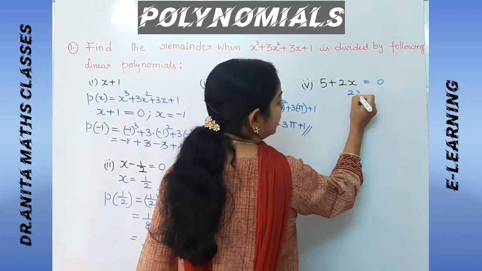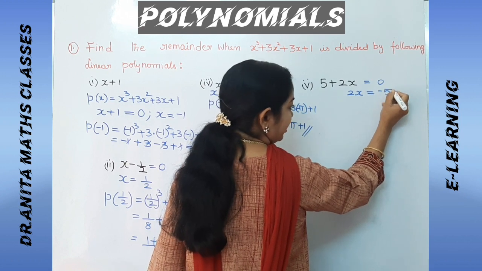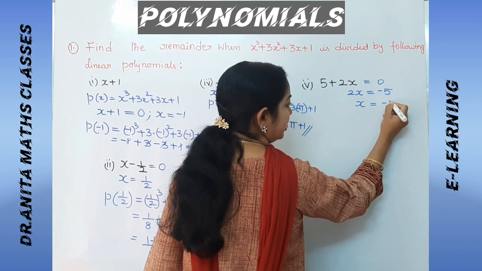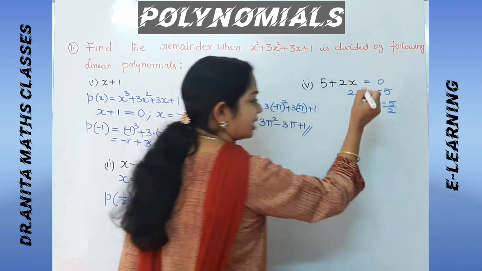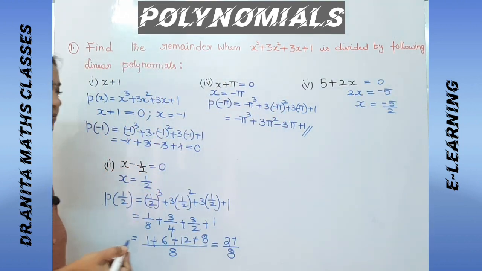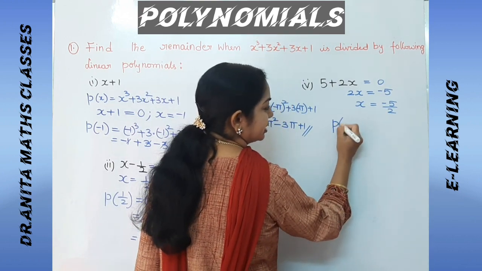So here, take the x term and bring the constant to the other side, minus 5, and again the next term, minus 5 upon 2. 2 is multiplied here; if it comes to the other side of the equation, it is divided. Now our x value is this. We will substitute this in p of x.